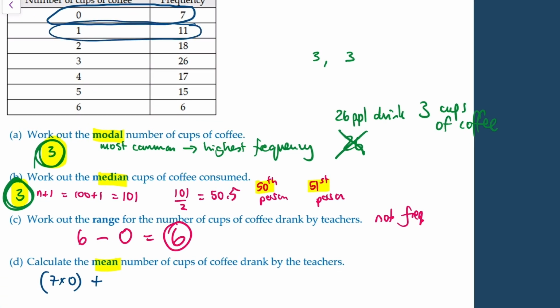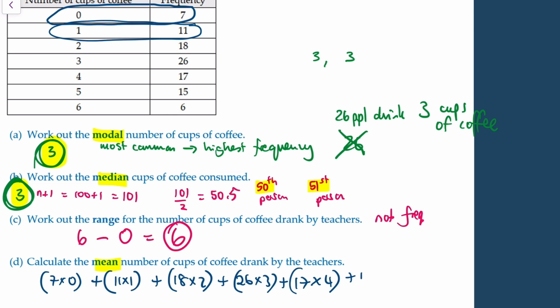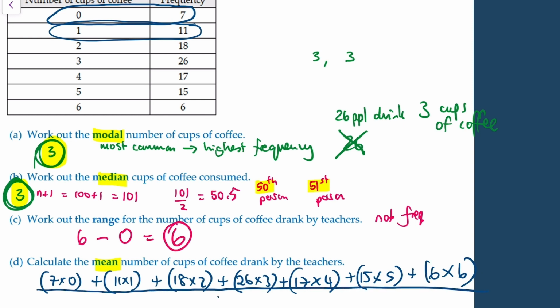11 teachers drank 1, so 11 times 1, plus 18 times 2, plus 26 times 3, plus 17 teachers drank 4 cups of coffee, plus 15 teachers drinking 5 cups of coffee, plus 6 teachers drinking 6 cups of coffee. So all of that added together, divided by 100 teachers in total.